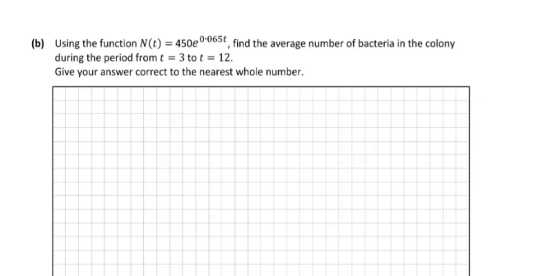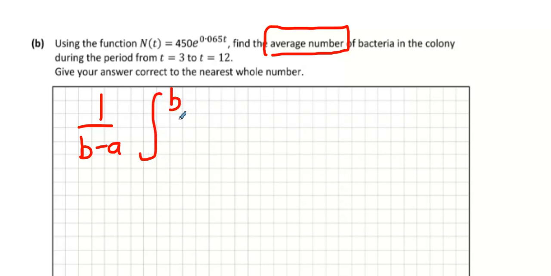Using the function, find the average number of bacteria. Keyword. And what does that usually mean in a Paper 1 question? It means 1 over. You can keep it open for the time being if you want. No, it's the 12 over the 3. The 12 is always going to be the top one. No, that'd be the opposite way around. The top one's 12 and the bottom one's 3.